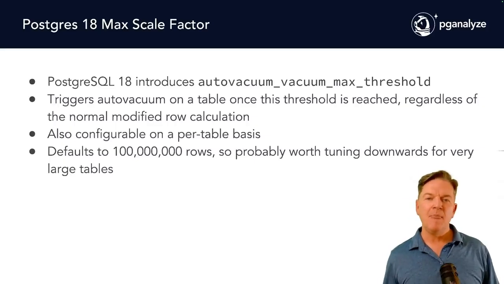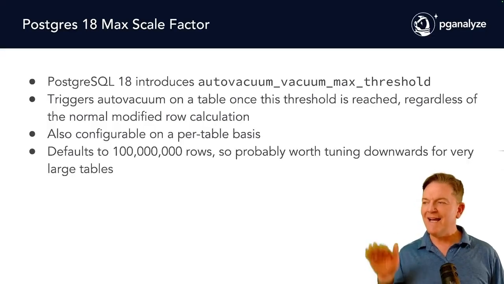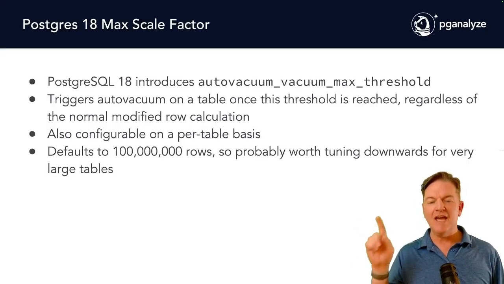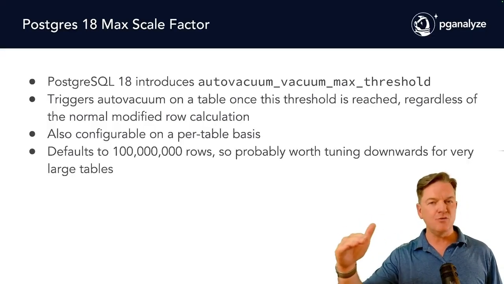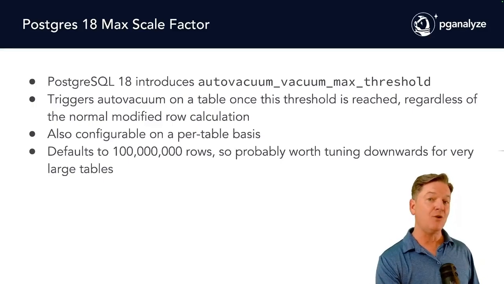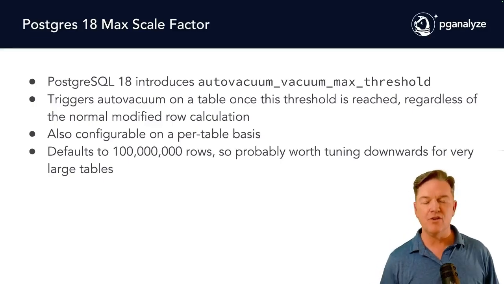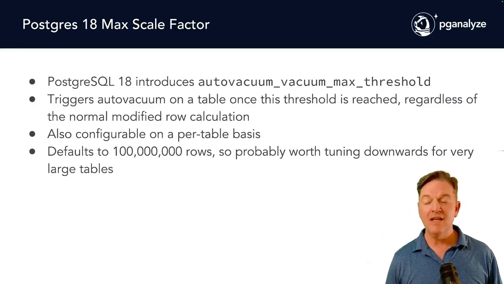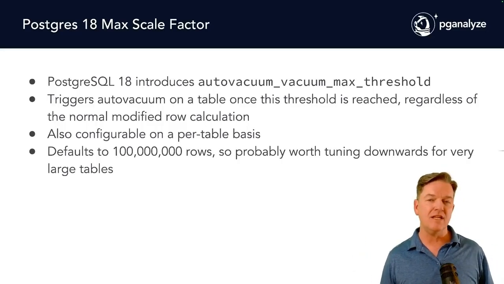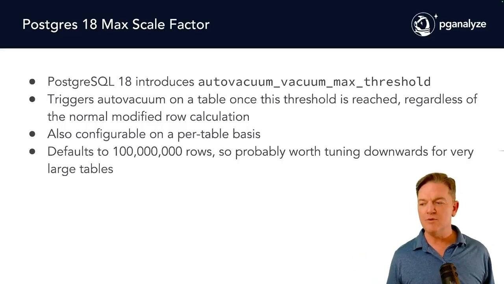That's great. But for tables that might need to be vacuumed more frequently, I can set a max threshold, and as soon as that threshold is reached, regardless of whether that calculation would have normally triggered an autovacuum, it will now kick in. This is a really helpful setting in Postgres 18 and something that you should consider taking advantage of for your large tables and especially tables that are heavily updated.